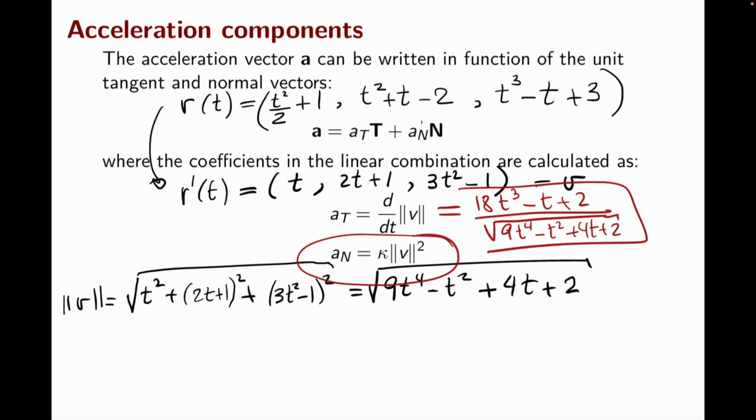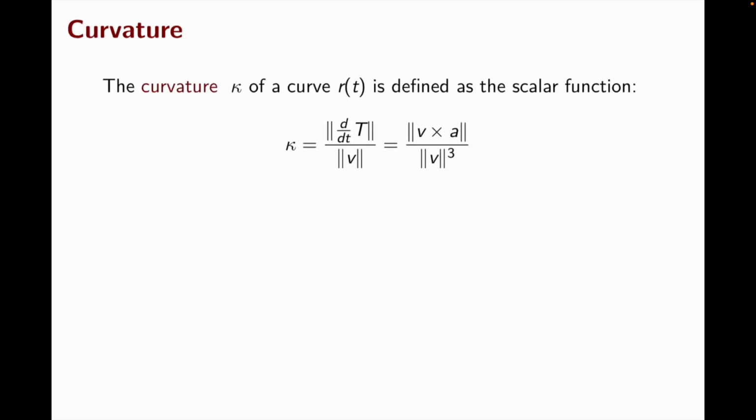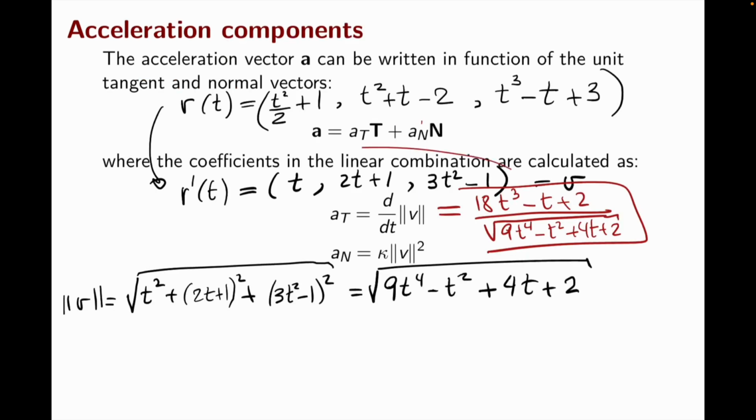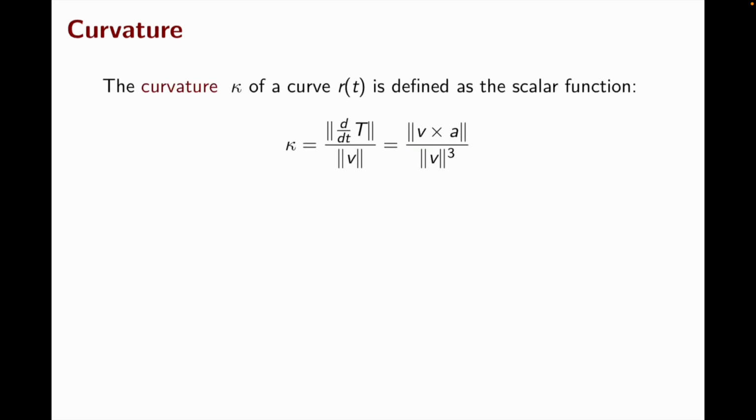To calculate the normal component, we need to calculate the curvature. Let's recall how to calculate the curvature. For the curvature, we can either take the derivative of the tangent vector, its norm, and divide by the norm of v, or we can do this other alternative here. So this is the velocity. I think that the velocity cross product with the acceleration will be the best path here. So we're going to calculate v times the acceleration, divided by the norm of v.